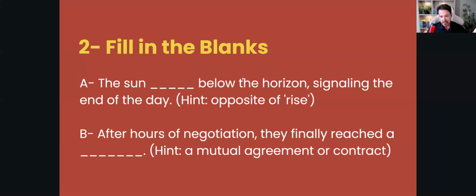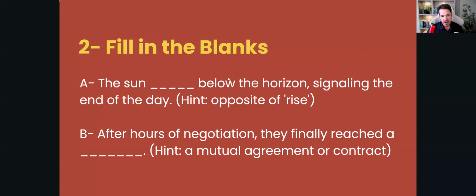exercise. So by the end of the lesson, you can write some sentences with some words missing, and the words that are missing are the ones they have learned in that particular lesson. So take this one, for instance: the sun blank below the horizon, signaling the end of the day. You can even provide them with a clue like "opposite of rise," and then see if they can remember, not only remember the word, but you're also providing context, right? For them to think about how the word can be used.